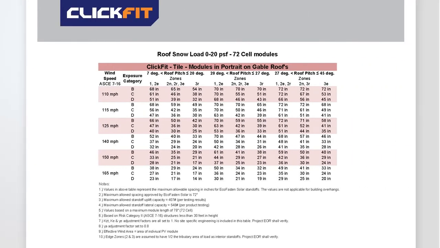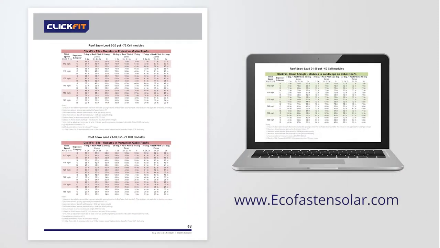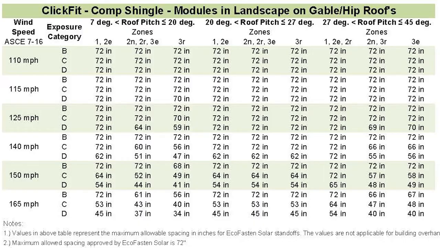After considering these factors, to determine the mount locations, you will need to reference the code compliance certification letters, which are available for download at the EcoFasten website. State-specific code compliance certification letters include span tables that define the allowable maximum distance between mounts based on regional climatic data.